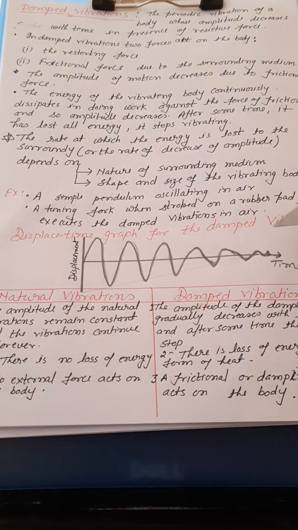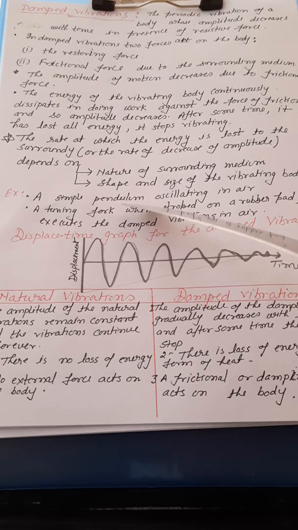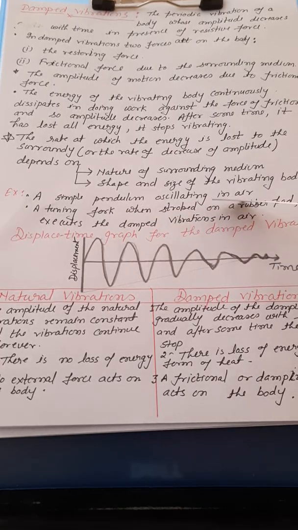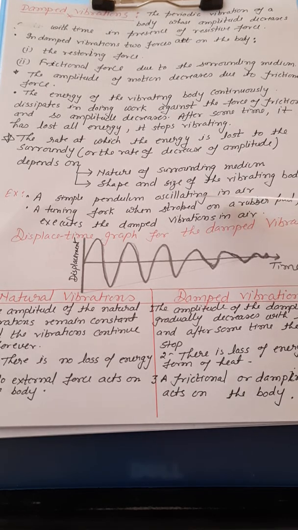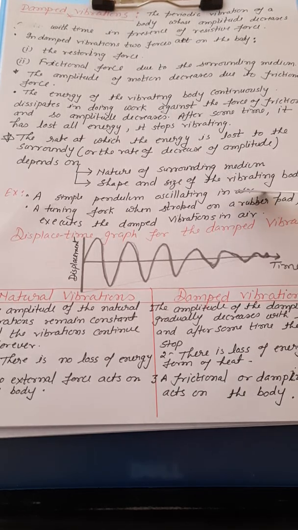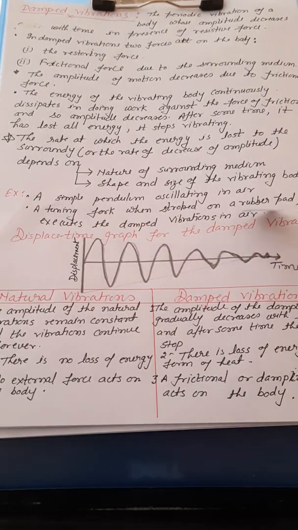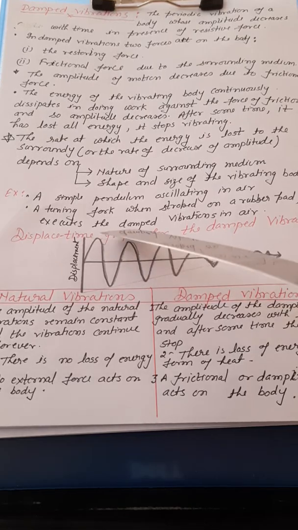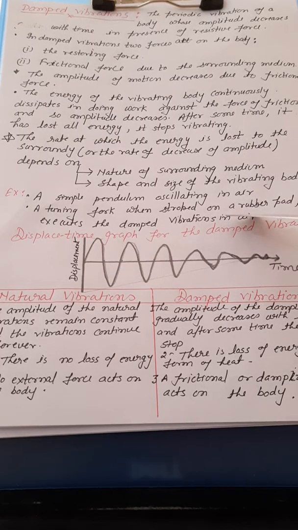Now, the example will remain the same as we discussed in free vibration. When we say free vibration, the example is a simple pendulum oscillating in vacuum. The same example we write here, but in air for damped vibration. The tuning fork, when struck on a rubber pad, executes damped vibration in air, but for free vibration, we say in vacuum.